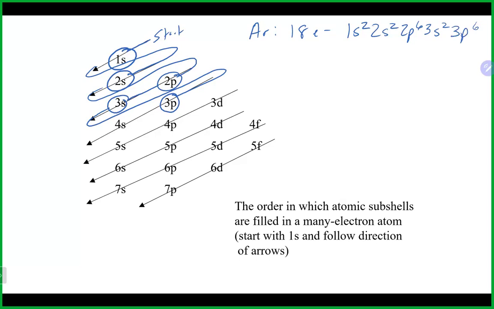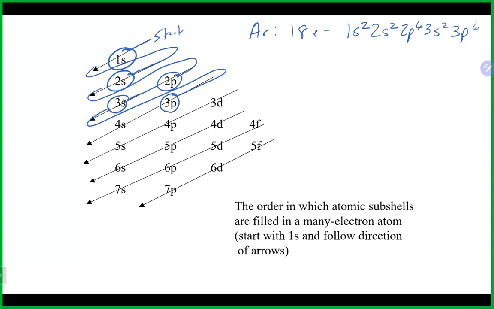Because any p subshell could hold 6 total electrons. Because there's 3 different orbitals in there, and each one could hold 2. So that's the maximum. And that's why, again, when we get to something like d orbitals, they could hold 10, because there's 5 different ones and they could hold 10.